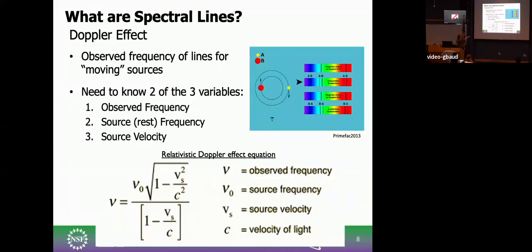you can calculate what your observed frequency would be for your source, or vice versa. If you know your observed frequency, so let's say you detect a spectral line, you know what the rest frequency is of your line, you can calculate your source velocity. So any two combinations of those three, and you can solve for the third with this equation. And so that's how we can essentially calculate velocities or observed frequencies of our spectral lines.